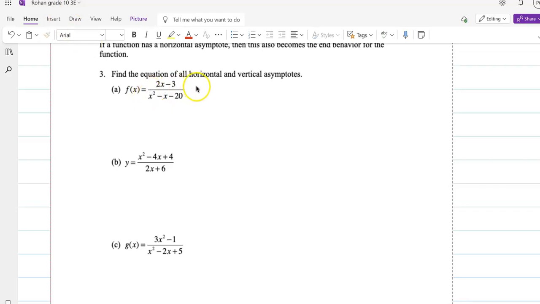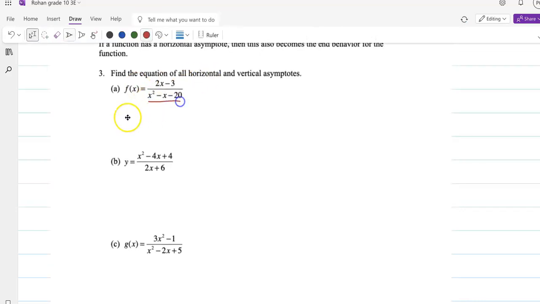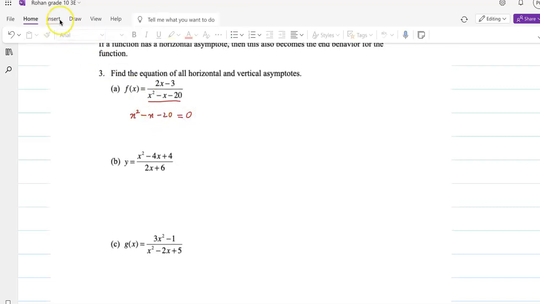Find all horizontal and vertical asymptotes of this. So the vertical asymptote is very simple. You take the denominator and make it equal to 0. So when you solve this, what do you get? x minus 4, x plus 5. No, sorry, x plus 5, x minus 4. x minus 5, x plus 4 is equal to 0. So x is equal to 5 or x is equal to minus 4.